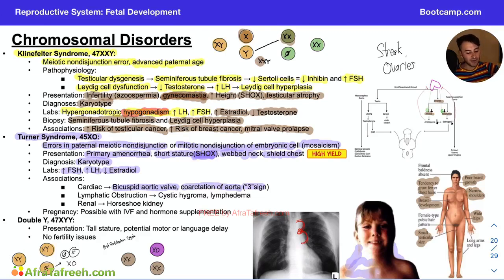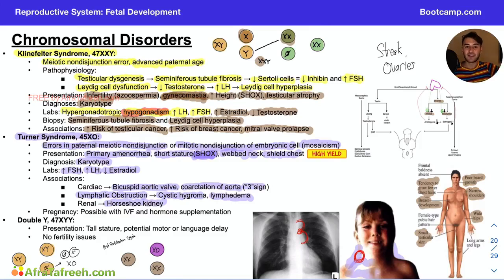We can also have lymphatic obstruction, and this is going to lead to things like lymphedema or cystic hygromas, and cystic hygromas are when we get collections of lymph here along the neck as we have obstruction of lymph return to the thoracic duct. So I just want to highlight those for you, cystic hygroma and lymphedema. And then in terms of renal abnormalities, we can see horseshoe kidneys in these patients as well.